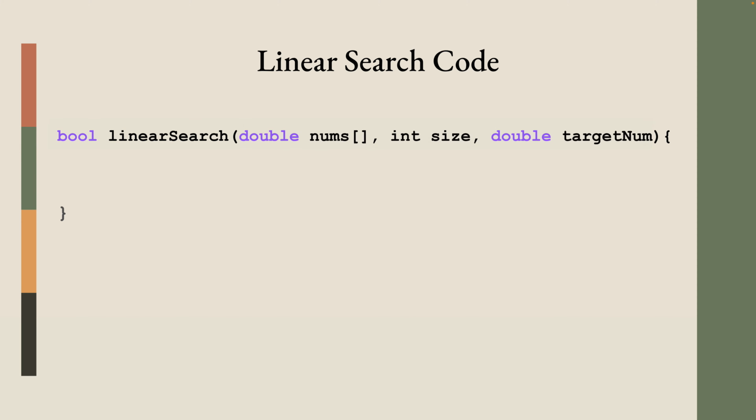So we define it as double nums. When you're passing an array into a function, you don't need to put the size in here. You're just specifying it's an array with the square brackets. Then we're saying we need to know the size of the array so we know how many things to check in the for loop. And then we need to know the number that we're looking for.